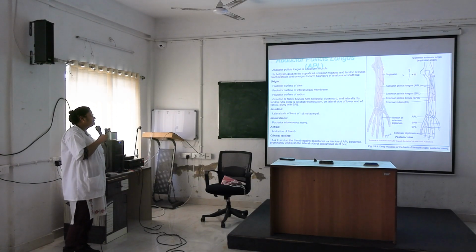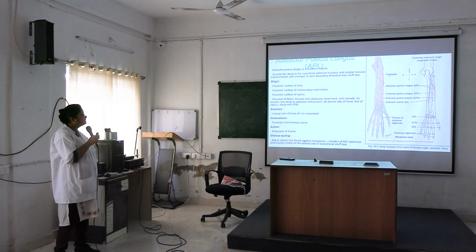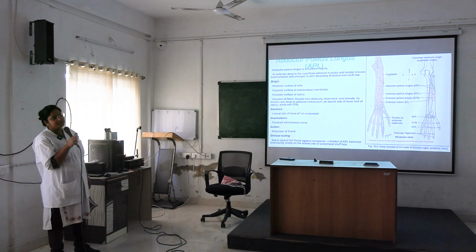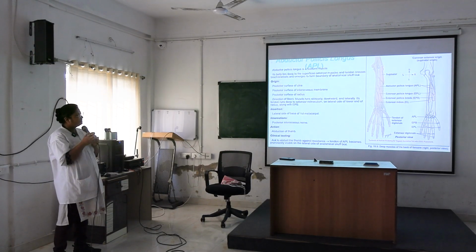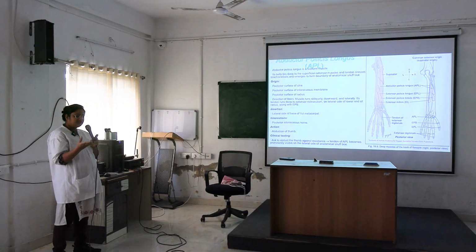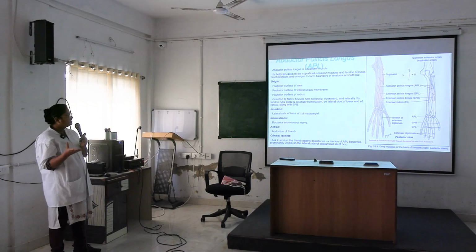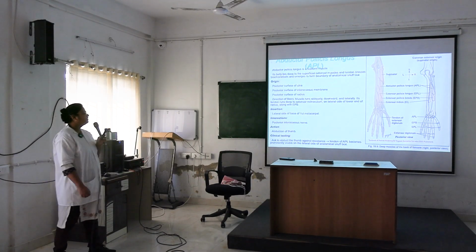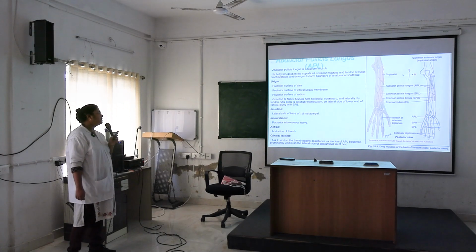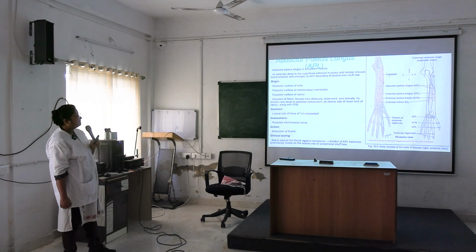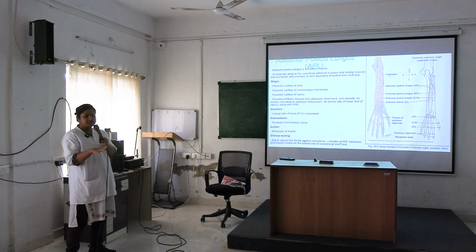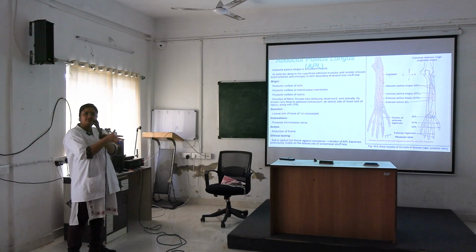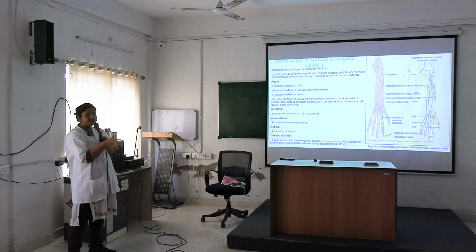And clinical testing is done like this. You have to ask the patient to abduct the thumb against resistance. So this is abduction. Abduct the thumb against resistance, and the tendon of abductor pollicis longus becomes prominently visible on the lateral side of the anatomical snuffbox. Here is the anatomical snuffbox. On the lateral side of the snuffbox, here is the abductor pollicis longus.